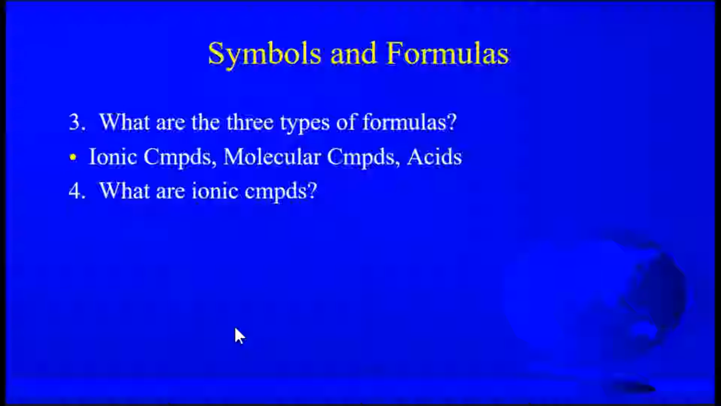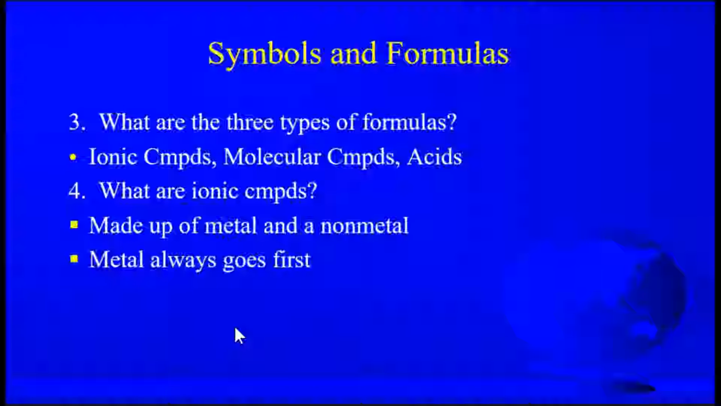So, yesterday I taught you how to write ionic compounds using the lab. What are the characteristics of ionic compounds? Metal, non-metal. Something on the left of the zigzag line, something on the right of the zigzag line. And you must always remember the metal goes first. The metal is always first.